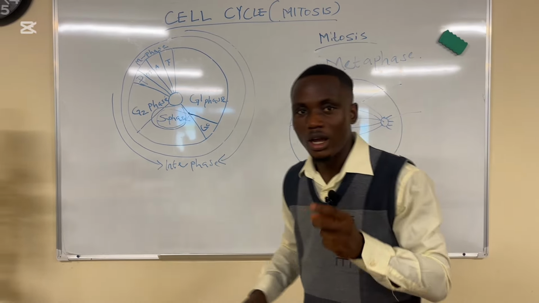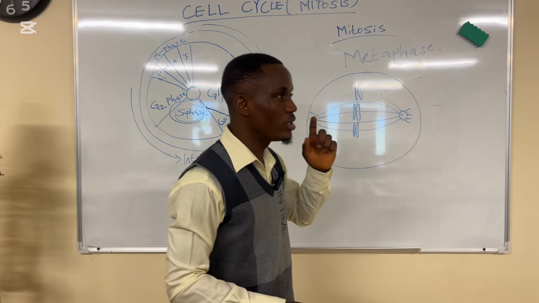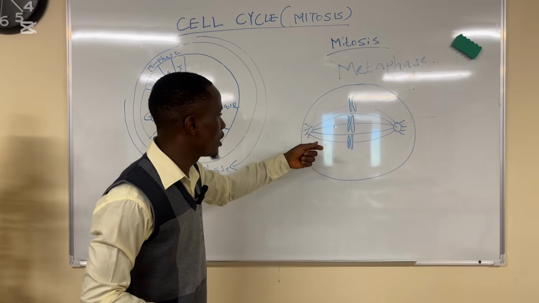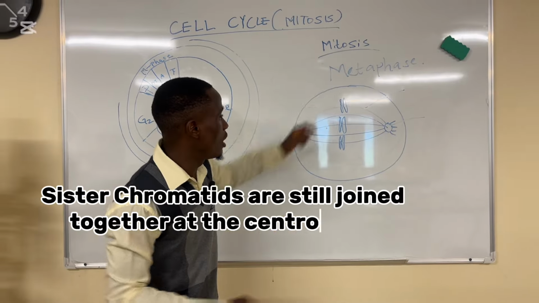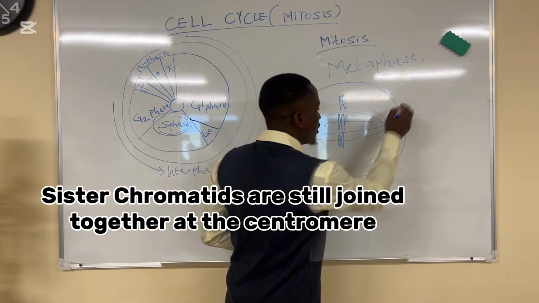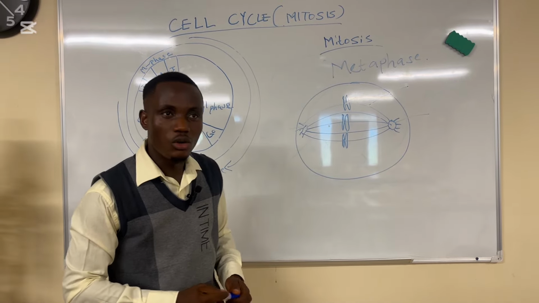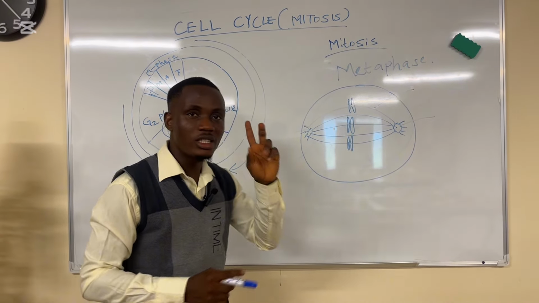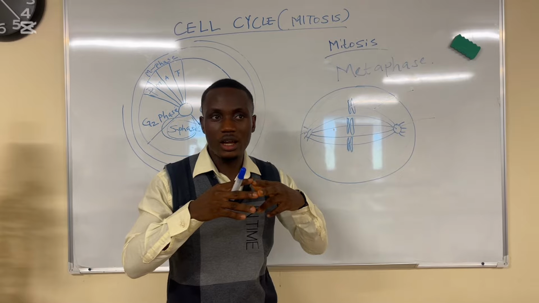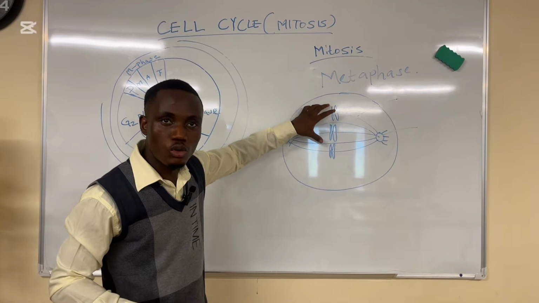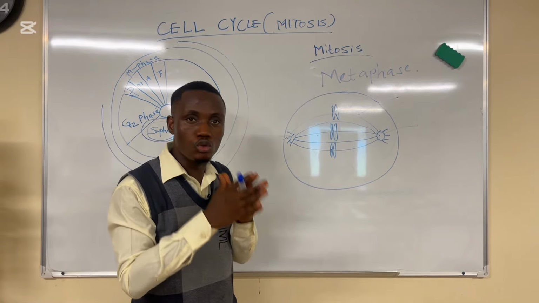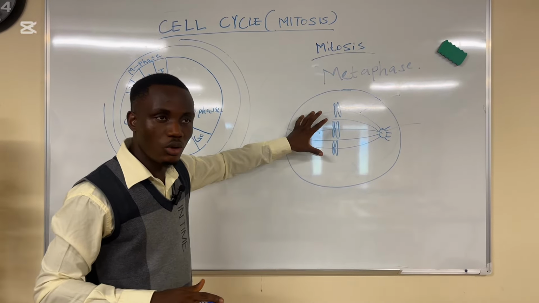And at this stage, another thing you should understand is the fact that these chromatids are still attached together at the centromere. Remember, during the stage of prophase also, we said sister chromatids are joined together by what we call the centromere. During this phase too, the centromere still joins the two sister chromatids together. So this is what metaphase entails.